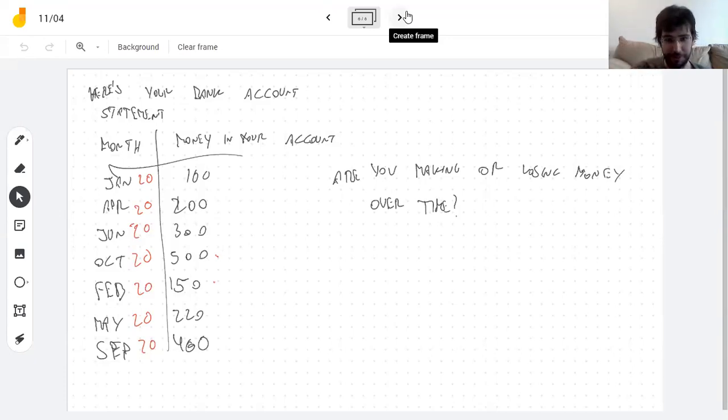February does not go after October. So you can't say the money decreased from October to February because February goes before October. So it's increasing.